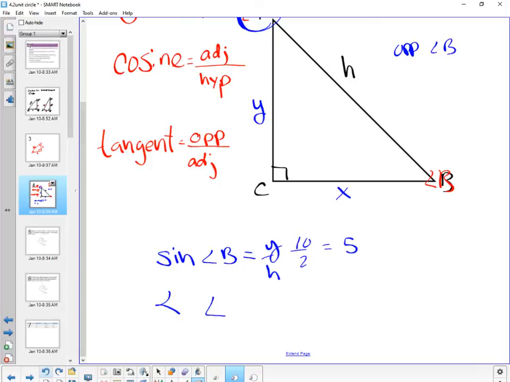Does it help you find like degrees and stuff? Say that again? Does it help you find degrees? Yeah, we're gonna get to all that. Right now we're just building.